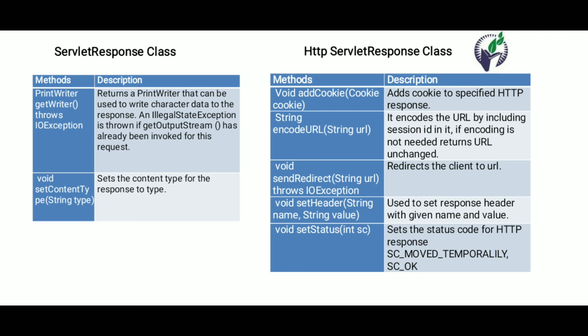temporarily. Then SC_OK defines that your request is successfully analyzed and executed and the response is generated. So the SC_OK status code defines all the information of the response. Basically, which type of response is created is defined by the status code.